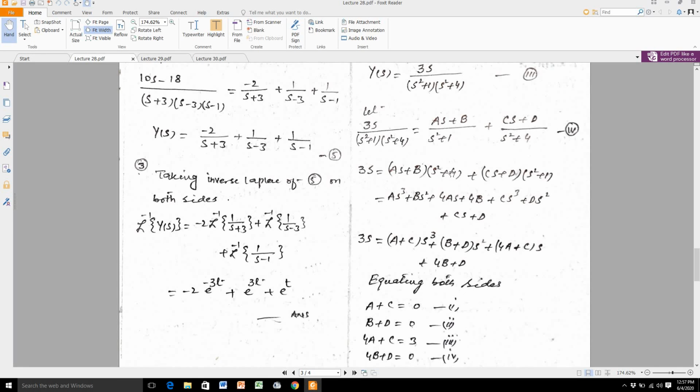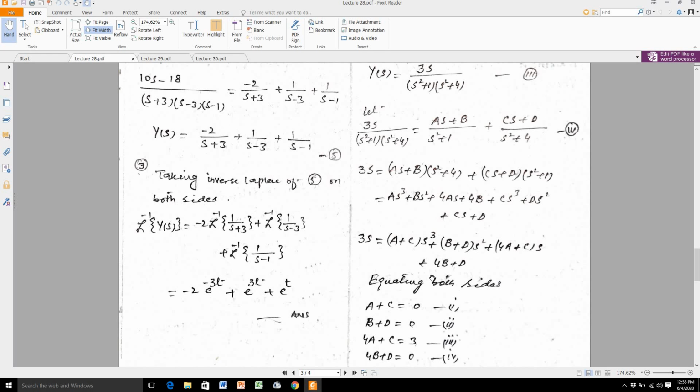Now I multiply these terms and write it as as cube plus bs square plus 4as plus 4b plus cs cube plus ds square plus cs plus d, and collect the common terms. In this way I get 3s is equal to a plus c into s cube plus b plus d into s square plus 4a plus c into s plus 4b plus d.